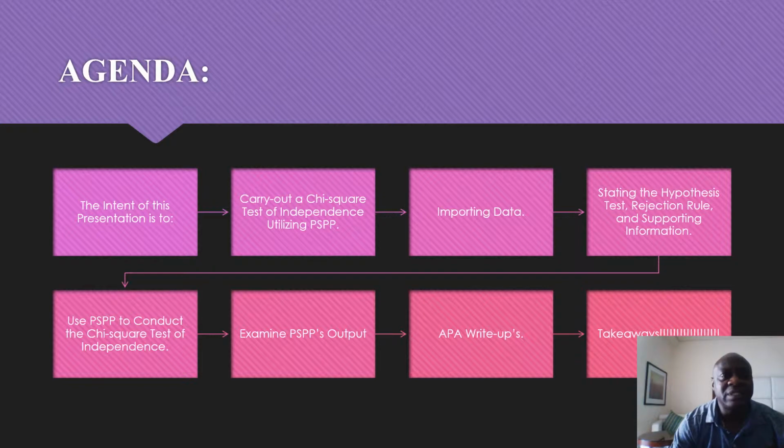The intent of this presentation is to carry out a chi-square test of independence utilizing PSPP, importing the data, stating the hypothesis test, rejection rule, and supporting information. Use PSPP to conduct the chi-square test of independence, examine PSPP's output, APA write-ups, and the takeaways.